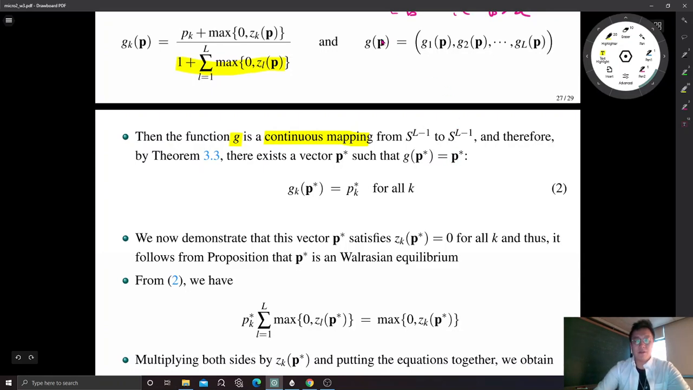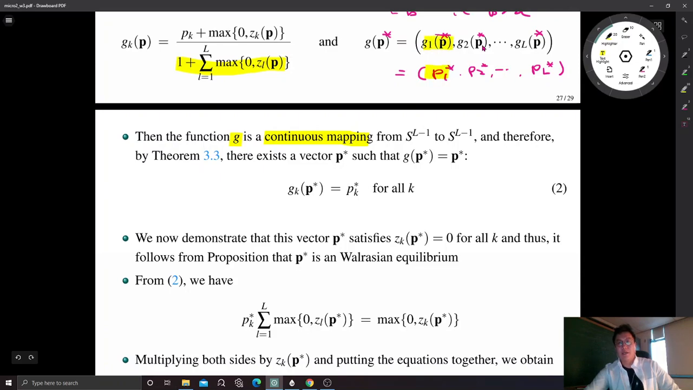So this function has a fixed point. At price vector p star, it is equal to p star, p1 star, p2 star, up to pL star. So these two vectors are equal to each other, meaning that each component is equal to each other. g sub 1 at this p star is equal to p1 star. g sub 2 is equal to p2 star at this price vector, and so on. So we have these L equations. g sub k is equal to p sub k star at this price vector.